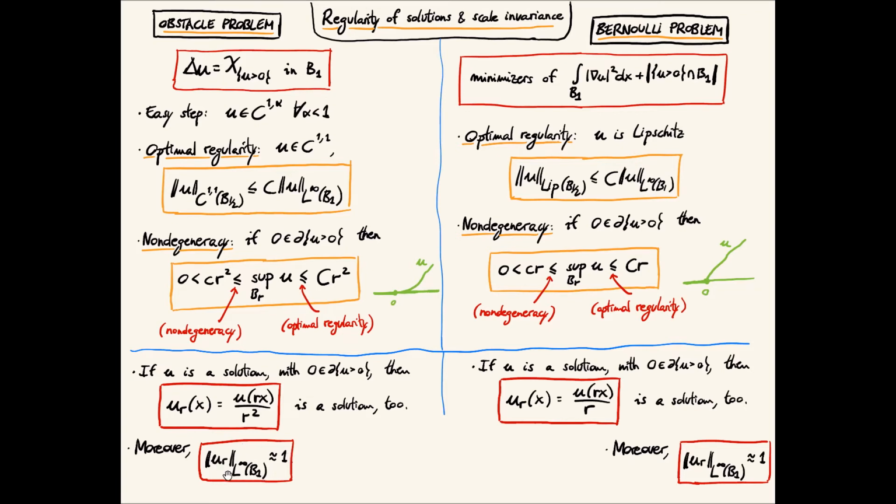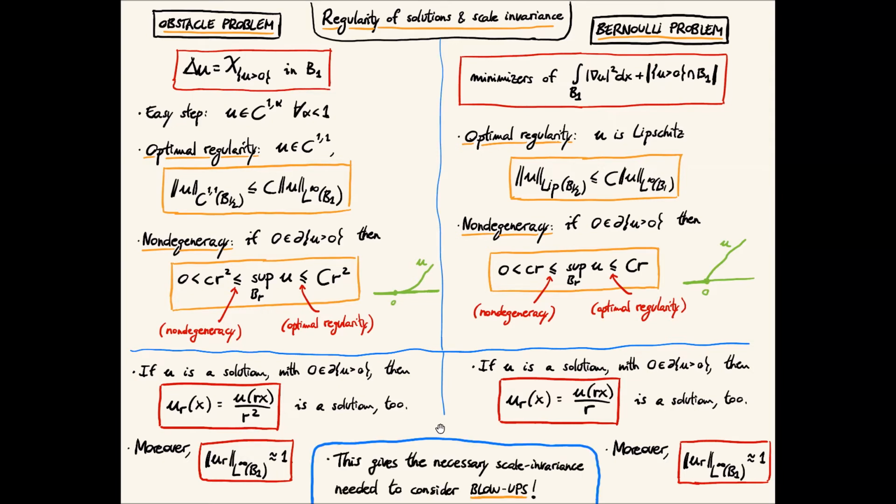Also notice that if you have a controlled L infinity norm, then simply by these optimal regularity estimates, you have control in the C^{1,1} norm here or in the Lipschitz norm here. So everything is controlled and nothing goes to 0. Okay, so this gives the necessary scale invariance to consider blowups. All this is necessary even before starting to do any blowup.